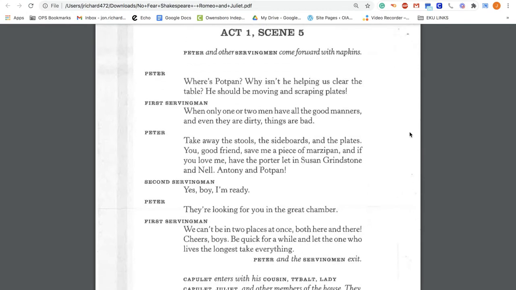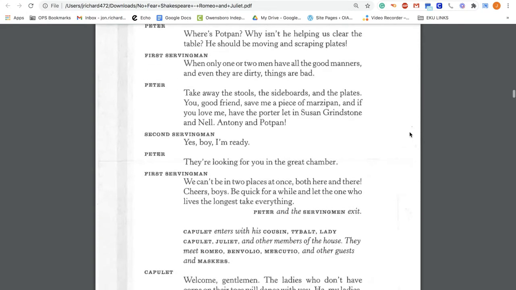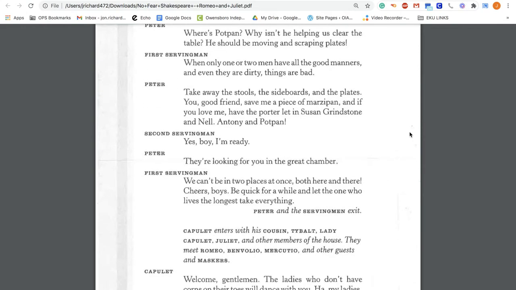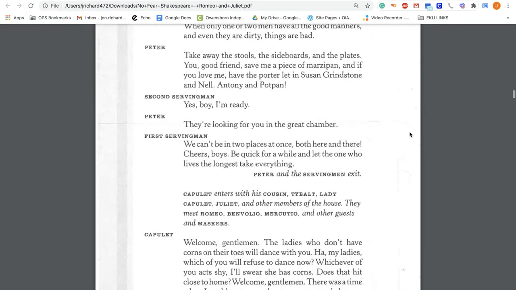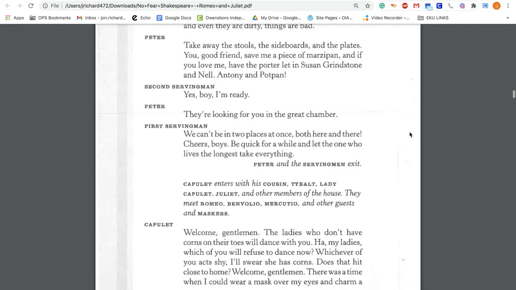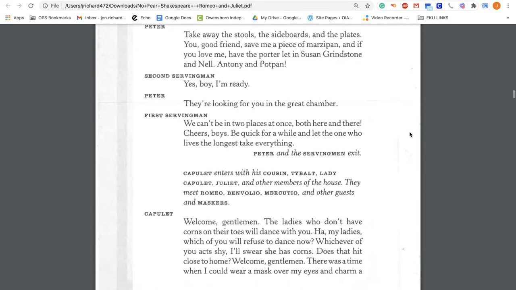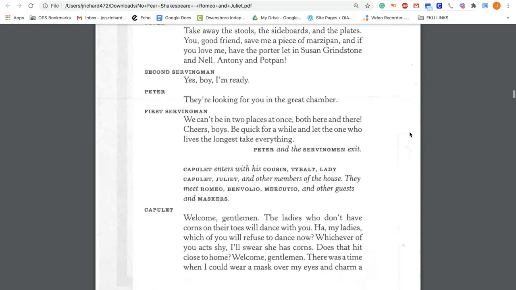Yes, boy, I'm ready. They're looking for you in the great chamber. We can't be in two places at once, both here and there. Cheers, boys. Be quick for a while, and let the one who lives the longest take everything. Peter and the serving men exit. Capulet enters with cousin Tybalt, Lady Capulet, Juliet, and other members of the house. They meet Romeo, Benvolio, Mercutio, and other guests and maskers.